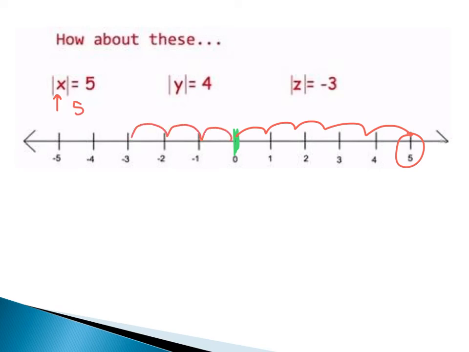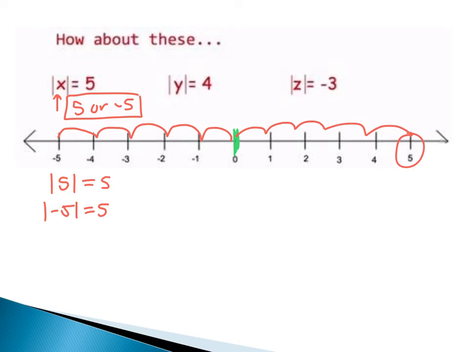1, 2, 3, 4, 5. Oh! Or it could be negative 5. So here I get 2 possible answers. X could be 5 or X could be negative 5. I'm basically saying the absolute value of 5 is 5 and the absolute value of negative 5 is 5. They're both 5 units away from 0.